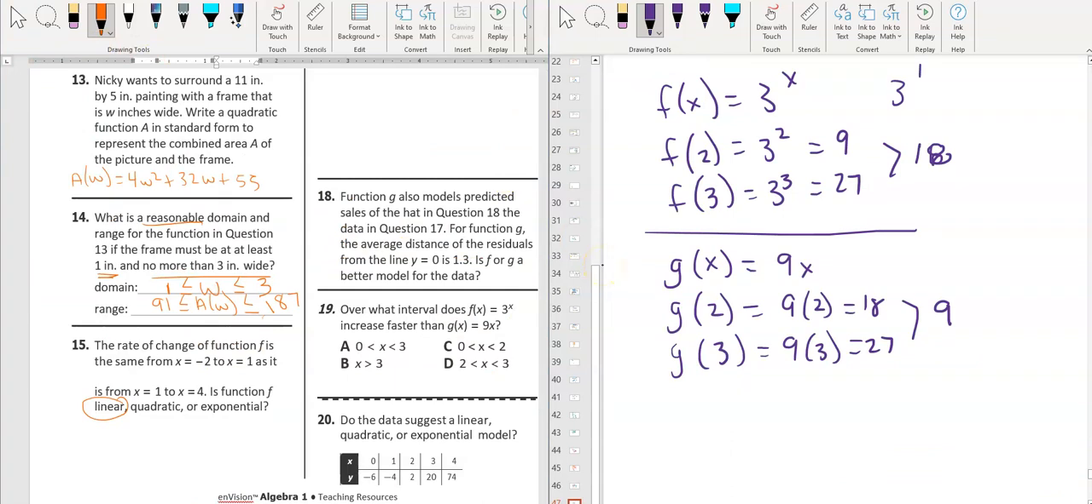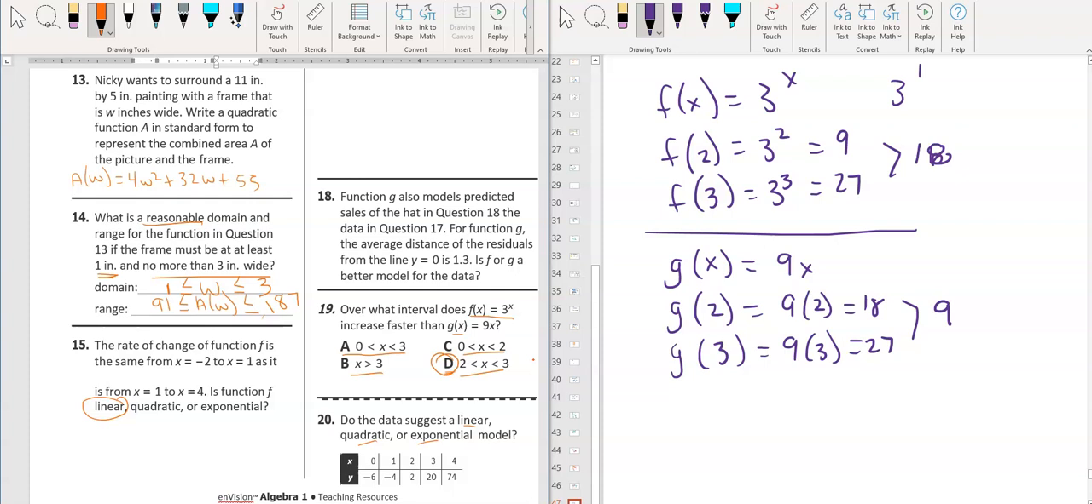Okay, skipping 17 and 18. For 19, you're going to go ahead and plug in these intervals for x in both of the functions, and you'll find that D is the one that increases. f of x increases during this interval faster than g of x does. And then for number 20, you're just trying to identify linear, exponential, or quadratic, and you're looking at the differences.